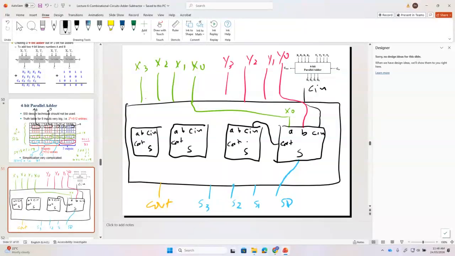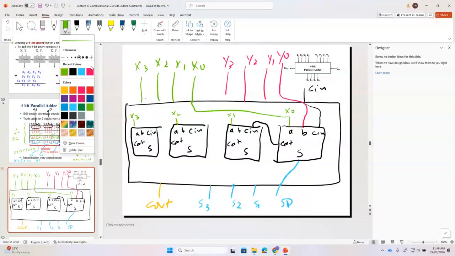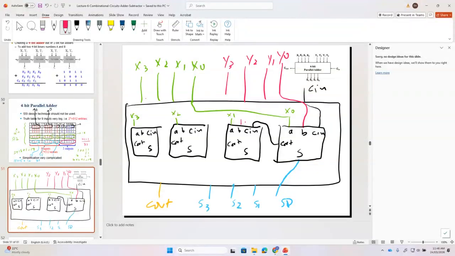And then where should I connect this A? X1. So now we are connecting this to X1. So this is my X1. And what should I connect to this A? X2. And then X3. And what about this one? Now I'm using the red color. What should I connect this to? B. Y1. Then Y2. And then Y3.